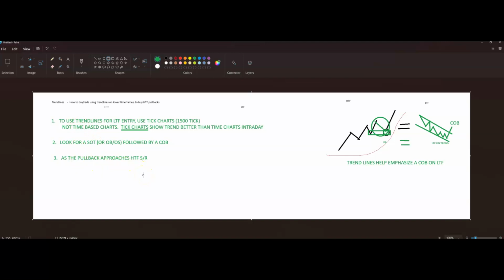So try it out, and if you don't think trend lines work, just try it. And most likely, if you've experienced in the past that it didn't work, it's because you're using time-based intraday charts. On time-based charts, it messes up the trend, so you can't really frame it. So try it with tick.